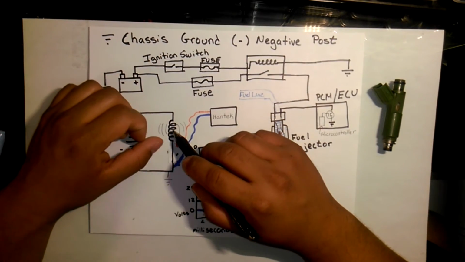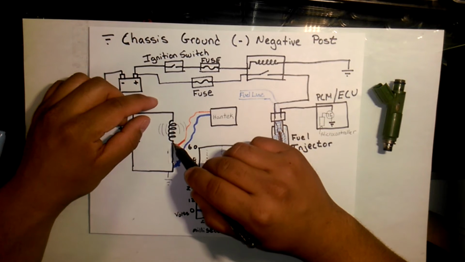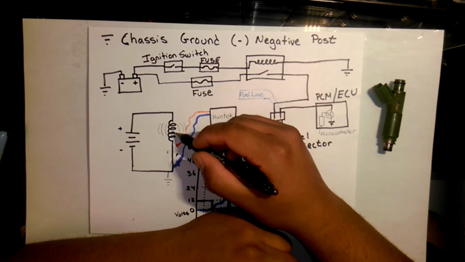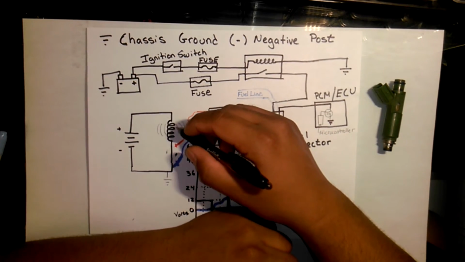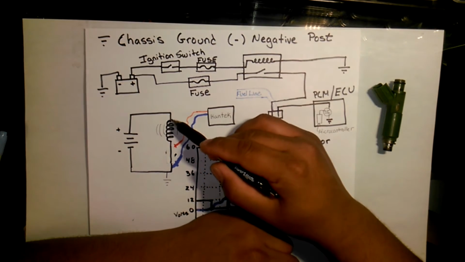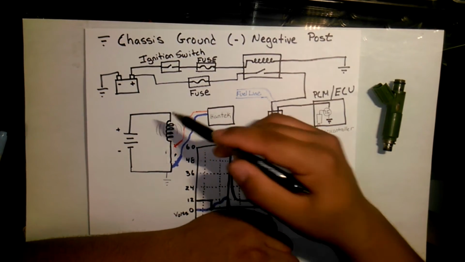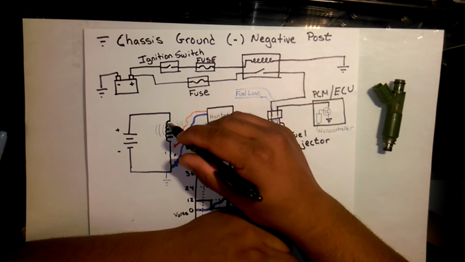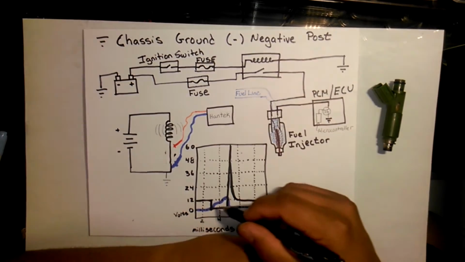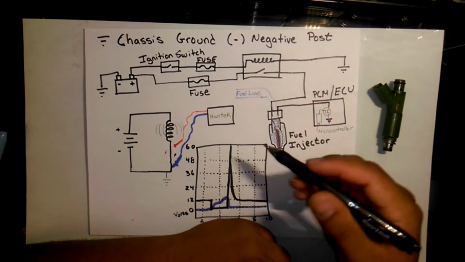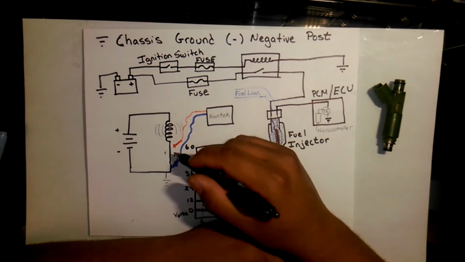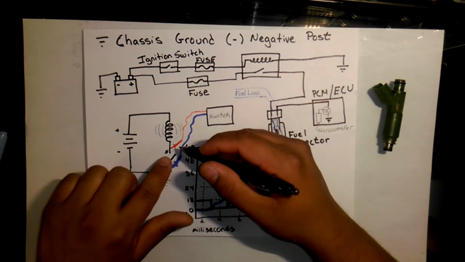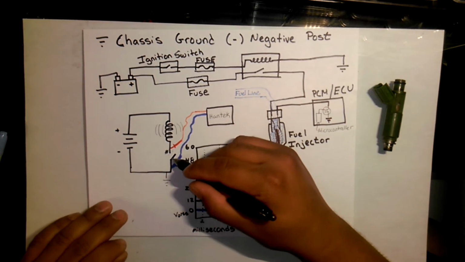When current starts to build through the injector, a magnetic field starts to form around it. The magnetic field acts to counter the current flow going through the injector, but it doesn't stop it completely. It just slows it down. Once the magnetic field gets to a certain point, or when the computer decides that the injector has been on for long enough, it will shut off current or shut off the ground for the injector, leaving it open here.